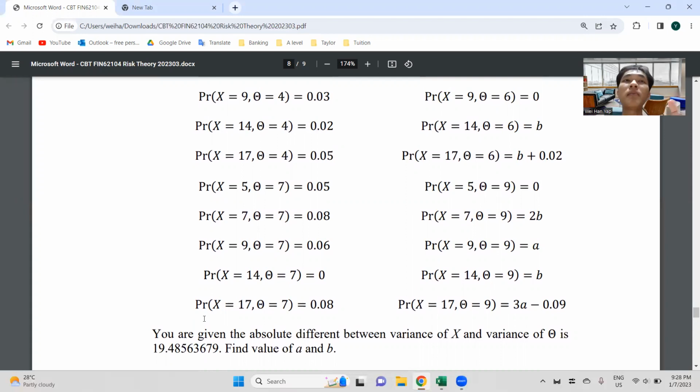So how do we find the expectation of x? It's actually just the marginal, because now we are given the joint. We have to make them into marginals. Later I'll illustrate in the table how we make them into marginals. The same idea applies for the variance of theta. We find the expectation of theta, then the second moment of theta, and lastly we get the variance of theta. At the end we use a function called ABS to find the absolute difference between the variance of x and the variance of theta.